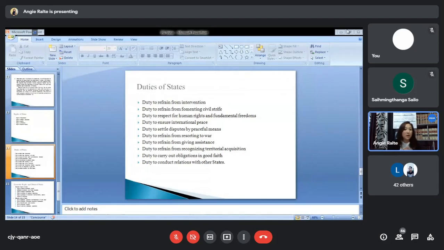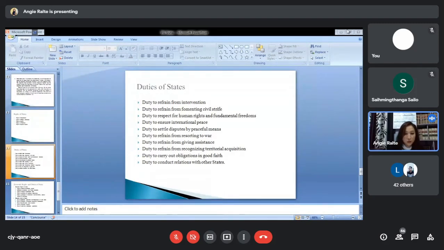It is their duty to refrain from fomenting civil strife. And next, duty to respect human rights and fundamental freedoms. It lays down that every state has the duty to treat all persons under its jurisdiction with respect for human rights and fundamental freedoms, without distinction as to race, sex, religion, and all. So the duty of the state is to respect every person living in its territory, and they should have human rights and fundamental freedoms, regardless of sex, race, caste, and all.